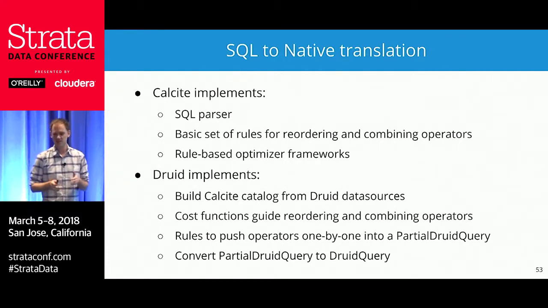What Druid does is we build a Calcite catalog from Druid data sources. So the catalog is a list of tables, a list of columns in those tables. So Druid builds that up and gives it to Calcite. Druid implements cost functions for partial Druid query to guide the reordering and combining operators. So we implement all these get cost methods that Calcite uses. Druid has its own rules to push operators into partial Druid query. And Druid implements the functionality to convert those partial Druid queries into actual Druid queries that can get run.